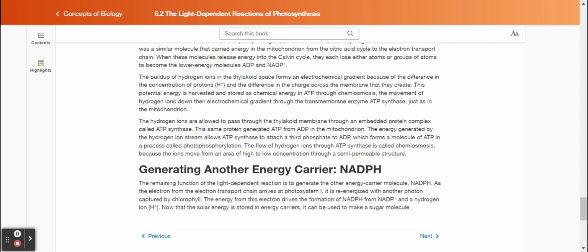Generating another energy carrier, NADPH. The remaining function of the light-dependent reaction is to generate the other energy-carrying molecule, NADPH. As the electron from the electron transport chain arrives at photosystem 1, it is re-energized with another photon captured by chlorophyll. The energy from this electron drives the formation of NADPH from NADP+ and a hydrogen ion, H+.